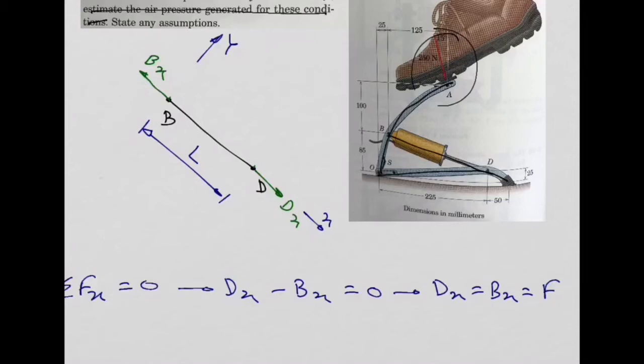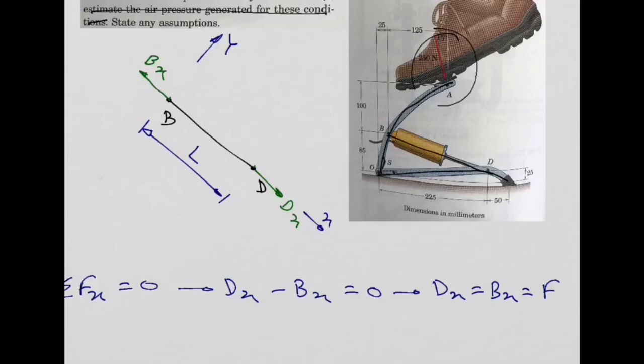So please keep this in mind. If you have a strut with two hinges at the ends, at point B and at point D in this case, the force or the reactions are equal to the force in the strut, which needs to have the longitudinal direction of the strut. Okay?